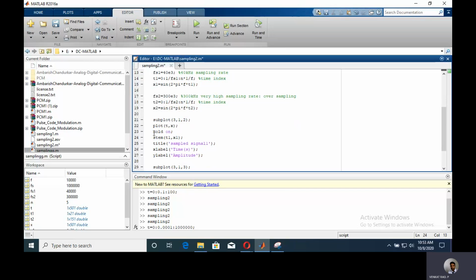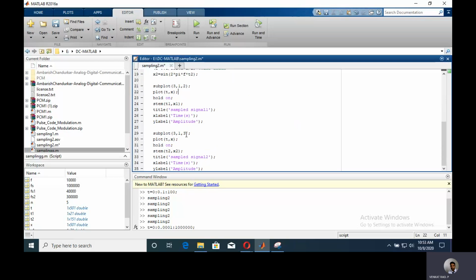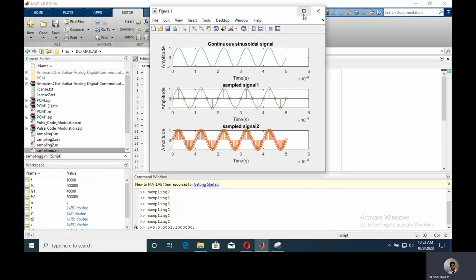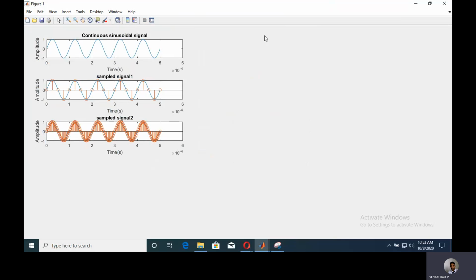So if hold on is inserted here, then both the sample signal and the input signal are combined and displayed for comparison. Similarly, the third graph shows the second sample signal along with the input signal. Now let us see the output finally. I'm running this directly. Now clearly observe, all of you.